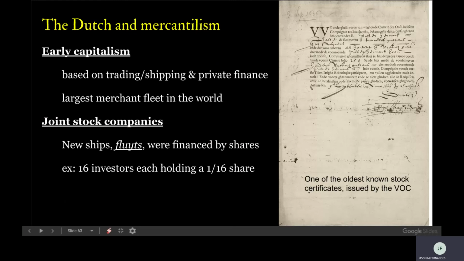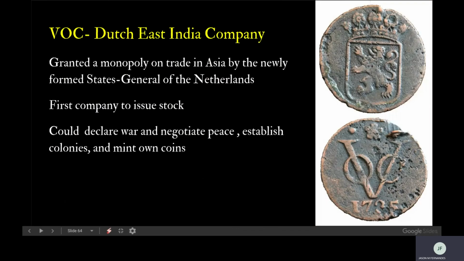Okay, so when we look at Dutch capitalism, you'll see that same idea in a place like Indonesia, where they're going to establish this monopoly on nutmeg. And the Dutch East India Company has wide latitude to do whatever they want. They can declare war, they can negotiate peace, they can set up colonies, they can mint their own coins. It is a truly powerful corporation in a sense. And again, their primary goal here is to make money for their investors.